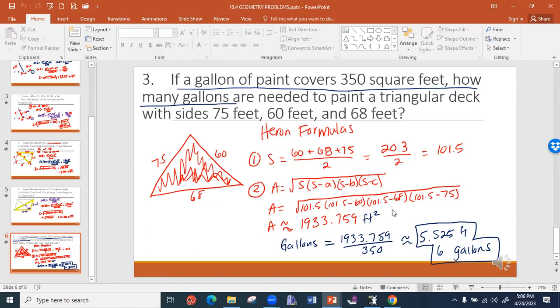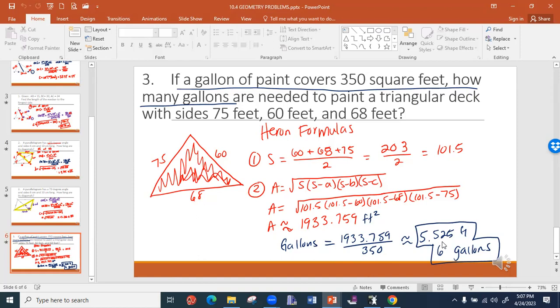After I do that, I'm going to plug everything into Heron's area formula where it goes. This time I went ahead and typed the entire thing in. So I get that the area is approximately 1,933.759 square feet. That's the area of my deck, and I want to paint it. One gallon of paint covers 350 square feet, so I'm going to divide what I have by 350 to figure out what I need in order to paint. After I divide, I get approximately 5.525 gallons.